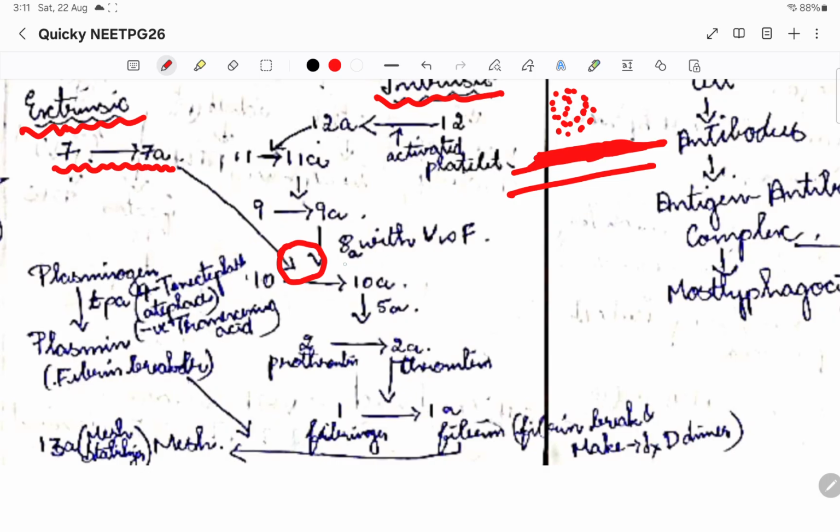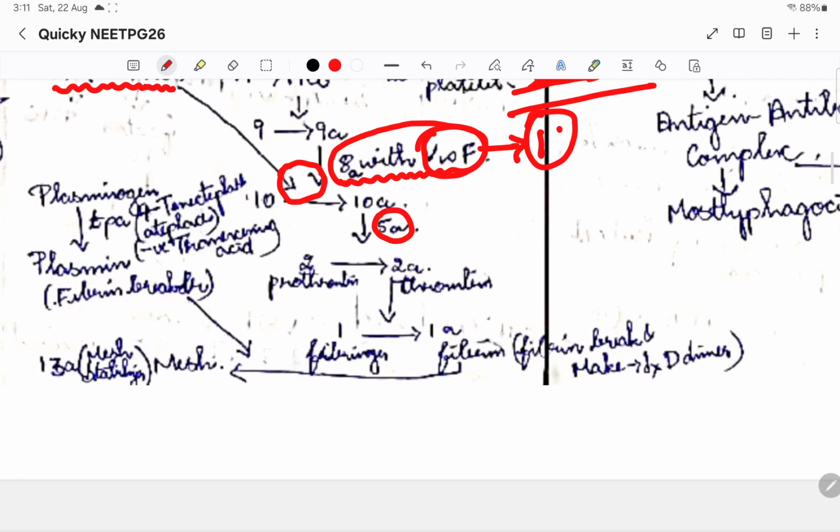To arrive at that, it is 8A with von Willebrand factor. Von Willebrand factor also came in for primary hemostasis; here also it is coming. Okay, with the 8A, this cascade will continue. Now the common pathway for both of these: the 10A that was converted from 10 will be converting 2 to 2A, and for this to happen we require 5A. Now 2 to 2A is nothing but prothrombin converting into thrombin.